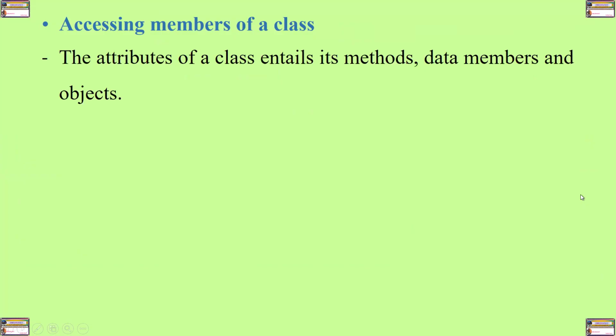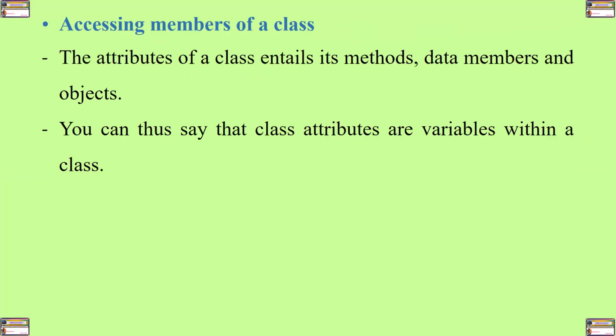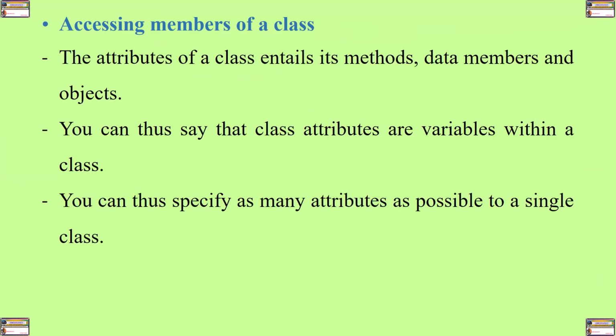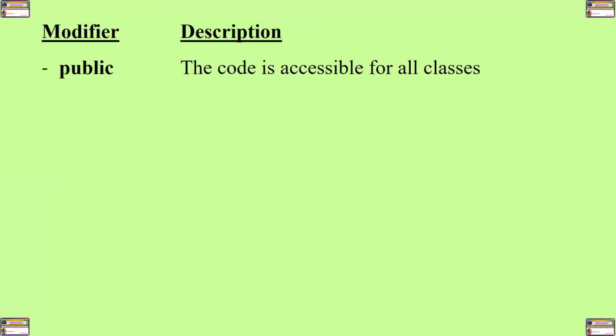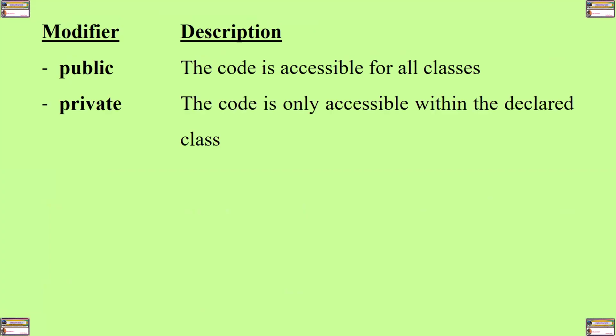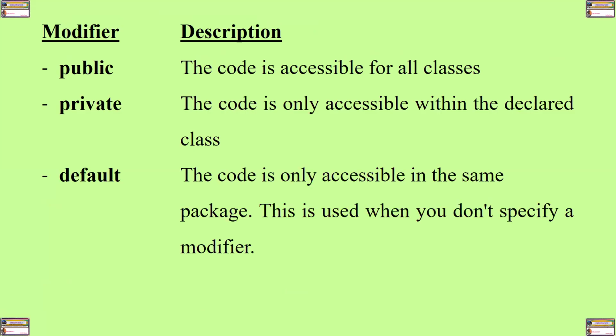How do you access members of a class? The attributes of a class entail its methods, data members, and objects. You can thus say that class attributes are variables within a class. You can specify as many attributes as possible in a single class. The access modifiers that you can use for attributes, methods, and constructors include public. This means that the code is accessible for all classes. Private means that the code is only accessible within the declared class, while default indicates that the code is only accessible in the same package, which is used when you don't specify a modifier.